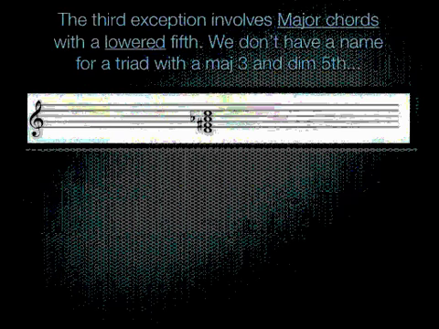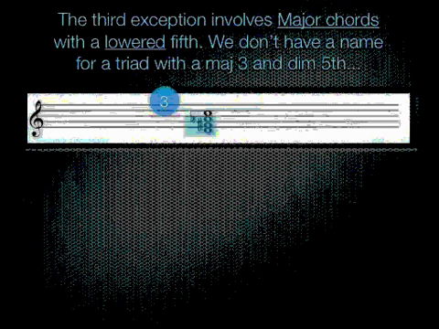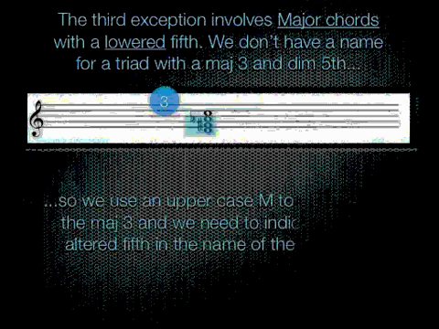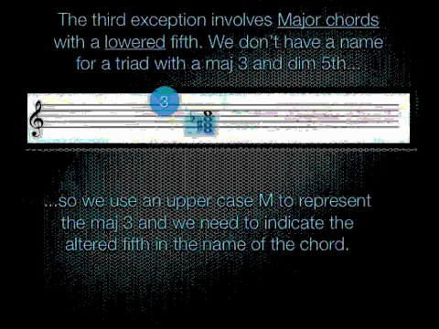Now, the other exception involves this possibility here, which is when we have a major chord, but which has an altered fifth, a lowered fifth. When we alter the fifth by raising it, we call it an augmented chord, but we don't have a name for this one. And so the procedure that we use is to use the first M to represent the major third, because we do still have a major third.